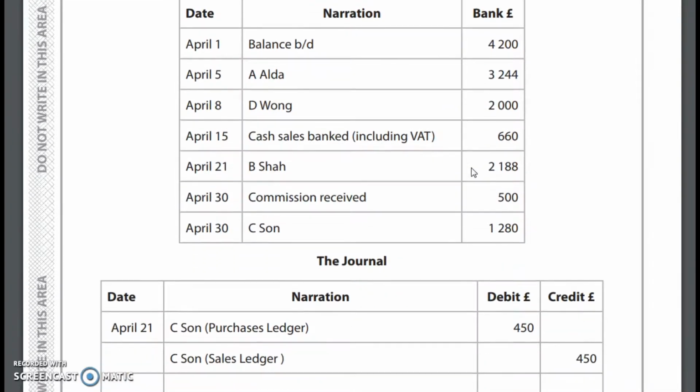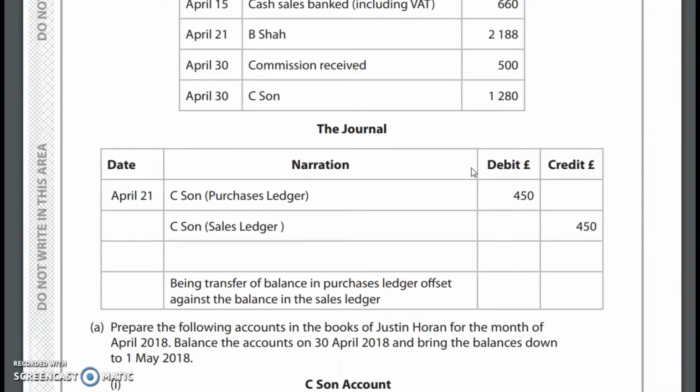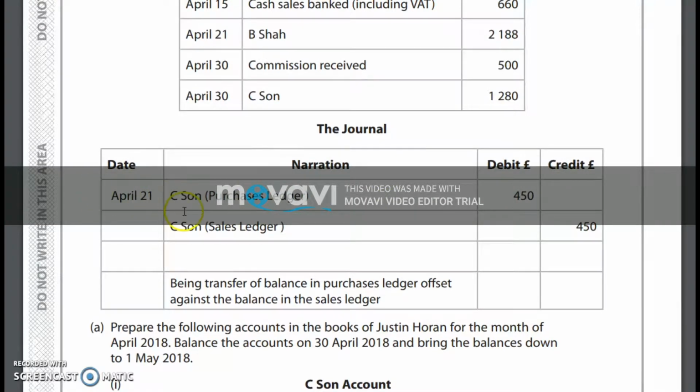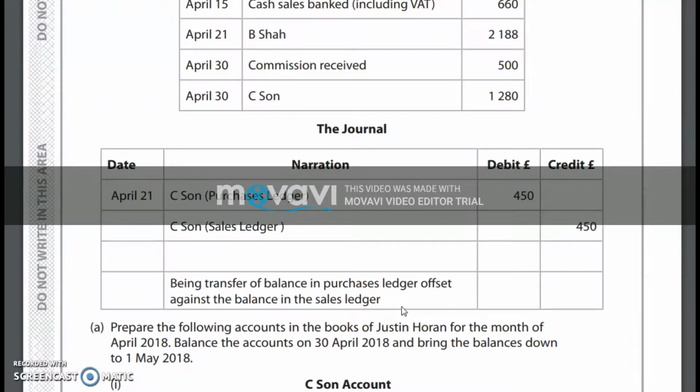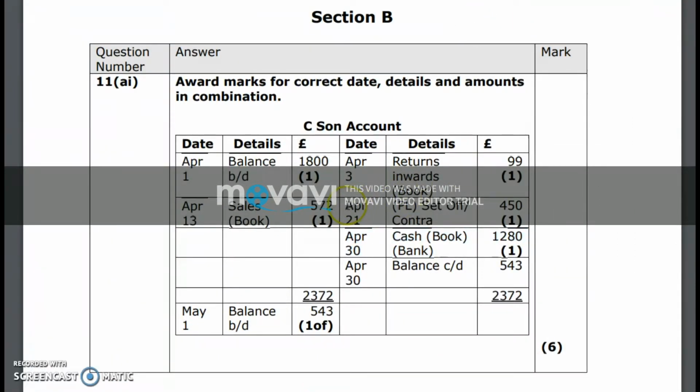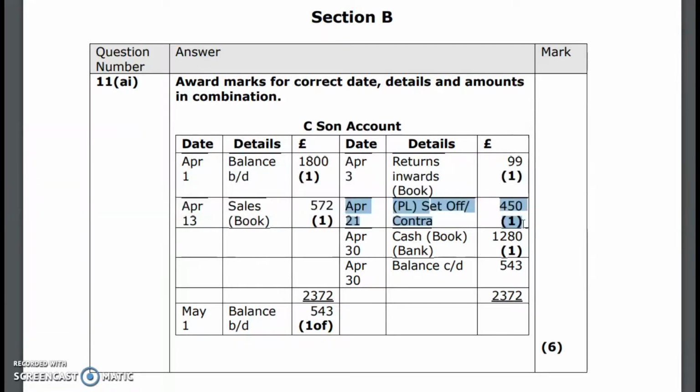Thereafter, we have the journal. As you can see, on April 21st, CSUN purchases ledger debit, CSUN sales ledger credit. So this is a contra entry because it clearly indicates that it's a transfer of balance in purchase ledger offset against the balance in the sales ledger. So set-offs or offsets are normally reduced in the debtor's account. So CSUN's account is reduced in the sense it is credited. So on April 21st, we have set-off 450.